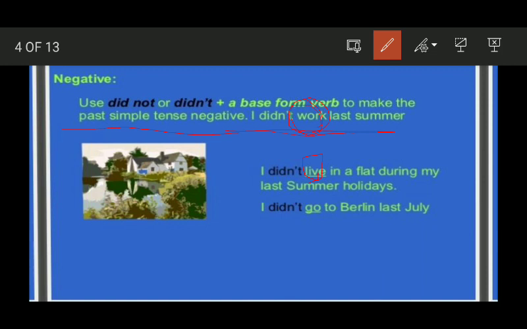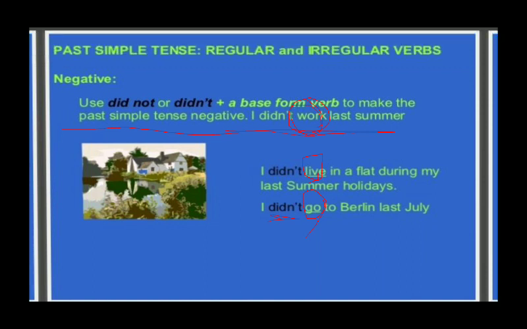Second one, I did not go. Go means go. Only the first form of the verb is used because this is the negative sentence of simple past tense, and in the negative sentence we have used did not. So I have shown you at least three examples of the negative sentence of simple past tense. Let us move on to the next slide.